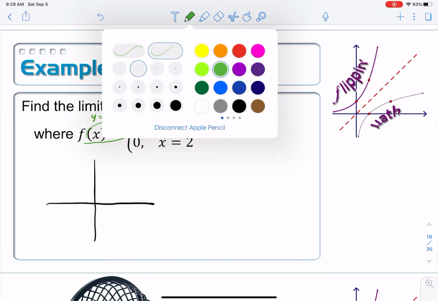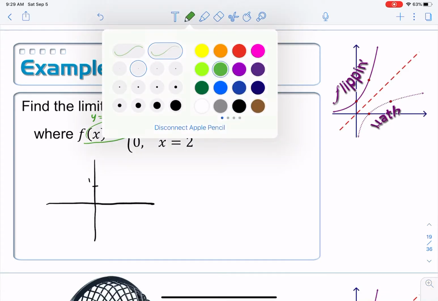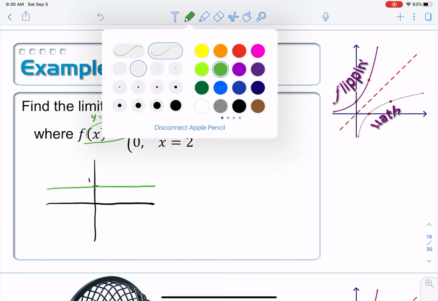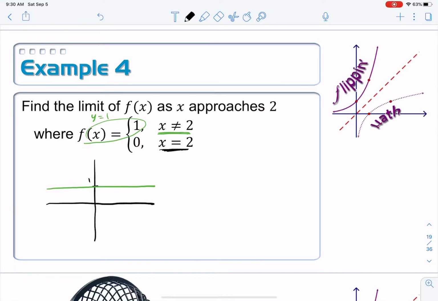So I'm going to draw myself a horizontal line at 1. We'll say that's 1. And then it is saying also, right here at 2, it's supposed to be 0. So it's an ordered pair, basically 2, 0. Right, so I'm going to count off to 2. Let's say that's 2 here. However, there should be a little tiny hole in my horizontal line, and I should be able to put a little hole there.